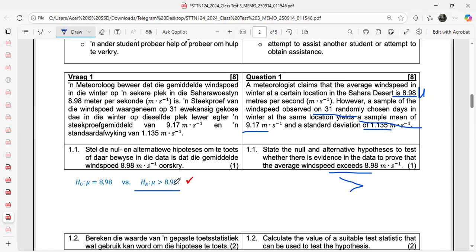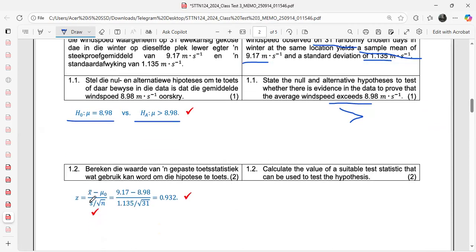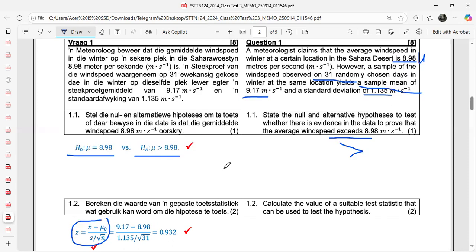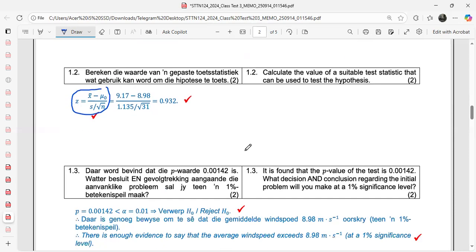That's the reason why they did this. You see, greater than. Then the null hypothesis, this is the one. Then they give you 1 mark. Test statistic: remember I said you're going to use this formula, the Z, because n is greater than or equal to 30. That is 31. Then you just substitute the values here, and then you get the test statistic and you get 2 marks.